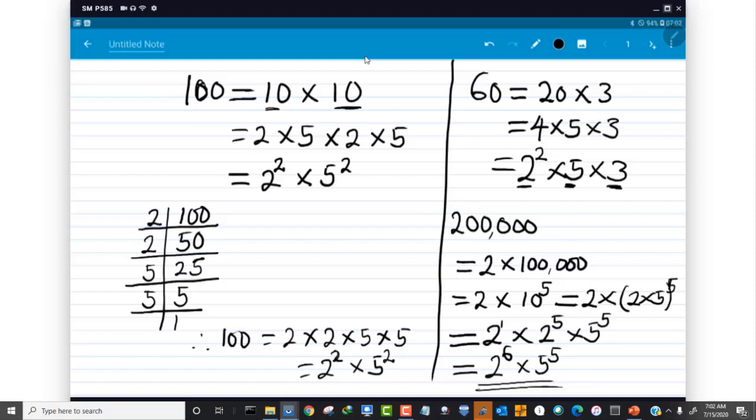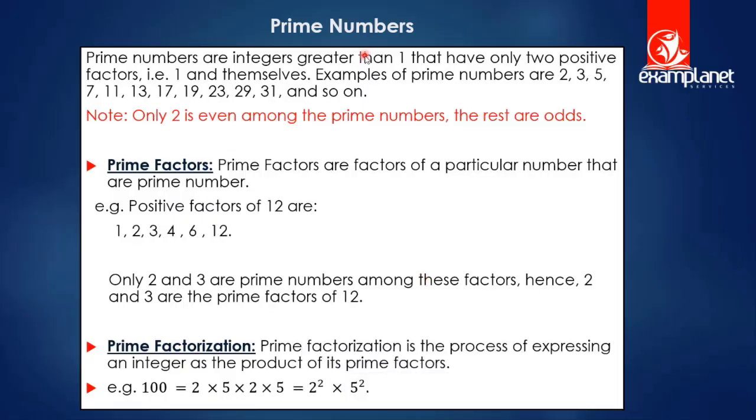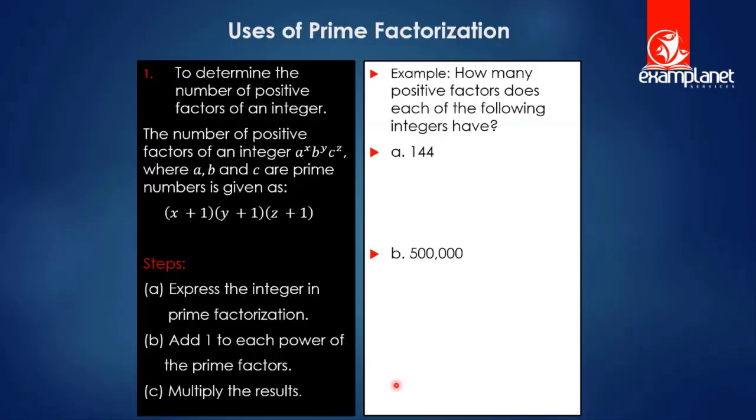So here it shows that the prime factors of 200,000 are just 2 and 5, but the powers are 6 and 5. So I have 2 raised to the power 6 times 5 raised to the power 5 to give me 200,000. That is how to express numbers in prime factorization.